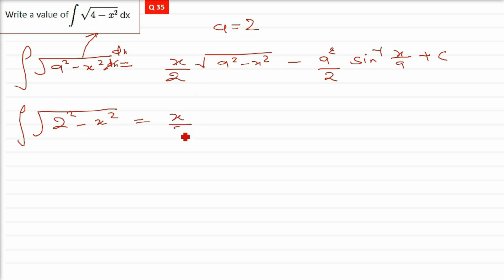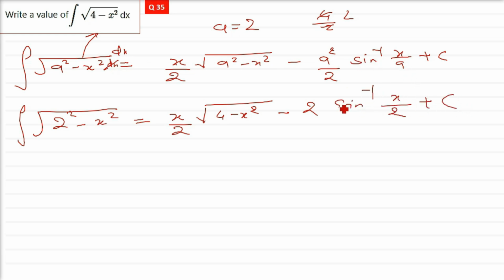So this x by 2, which is x by 2 only, under root a square minus x square. So 4 minus x square will come, minus a square is 2 into 2, 4 divided by 2 is 2. So only 2 will be the outcome, 2. Then we have sine inverse x by a. So sine inverse x divided by 2 plus constant of integration.